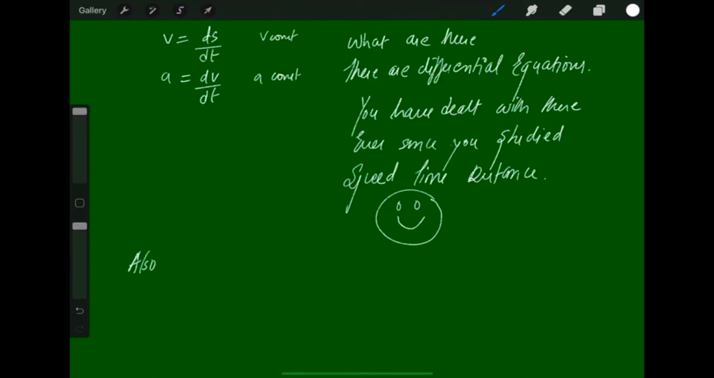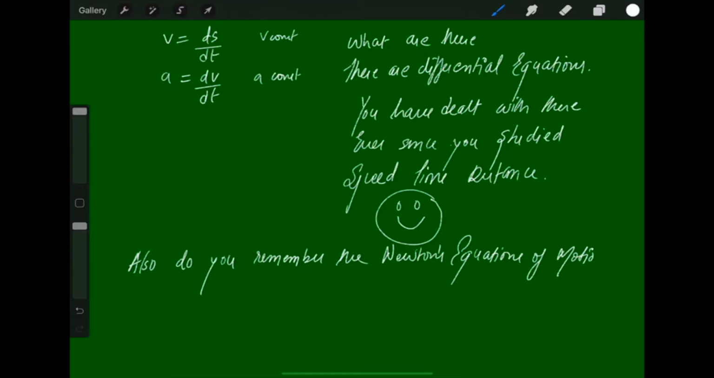So you have already dealt with these equations ever since you started studying speed, distance and time in your 6th, 7th, 8th, 9th and 10th standards. Also, do you remember Newton's equation of motion? v equals u plus at is actually a form of a differential equation, or we can express Newton's equation of motion in the form of a differential equation. How? Let me show you.